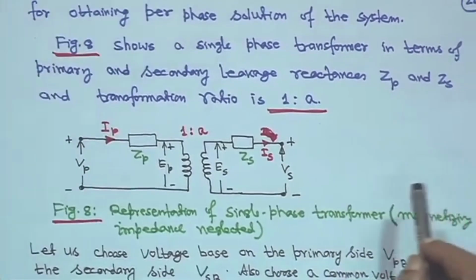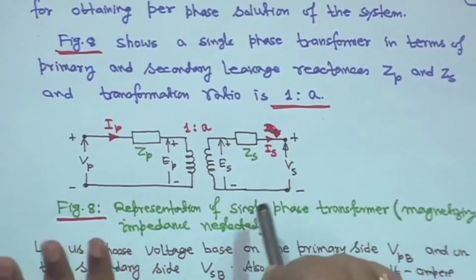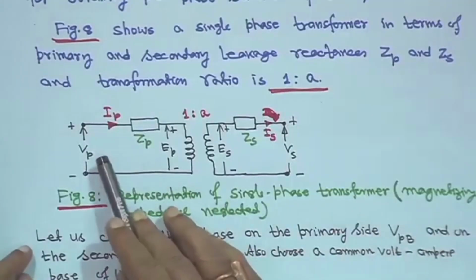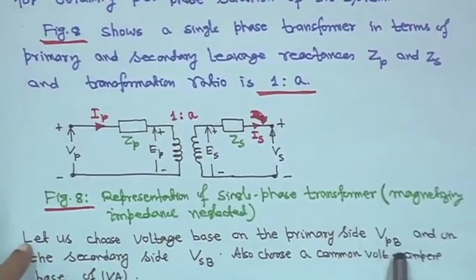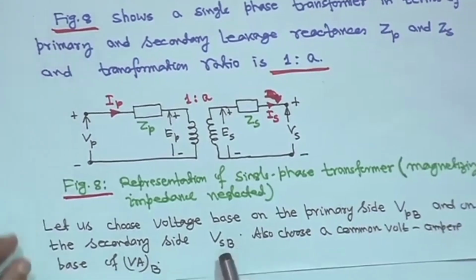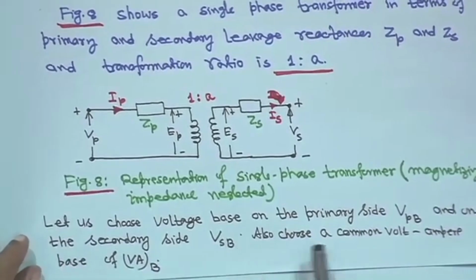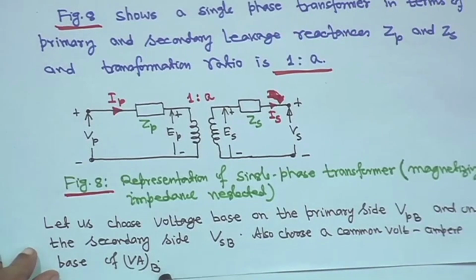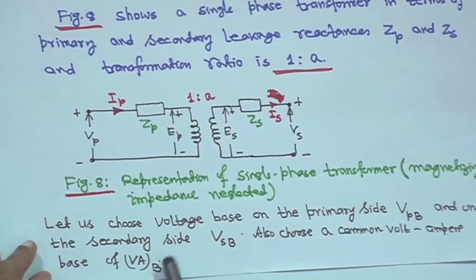Now, for this whole thing you have to write down the equivalent voltage equations referred to primary or secondary. We will see that both are the same in per units. So, let us choose a voltage base on the primary side. The primary side voltage base we are choosing is VPB, P stands for primary and B stands for base. On the secondary side we are making it VSB, S for secondary and B for base. Also we have to choose a common volt ampere base. That is your VA base, the volt ampere base for this transformer.